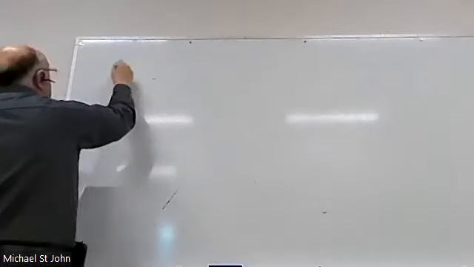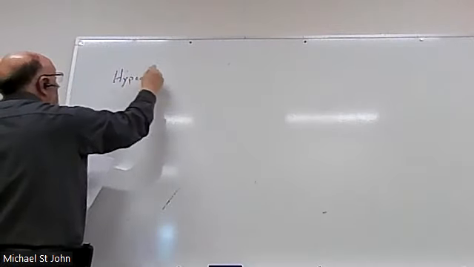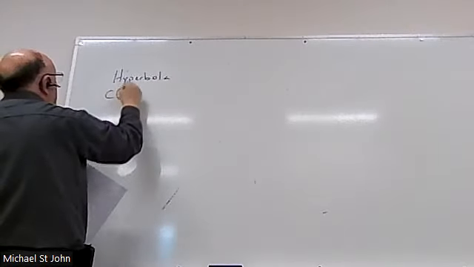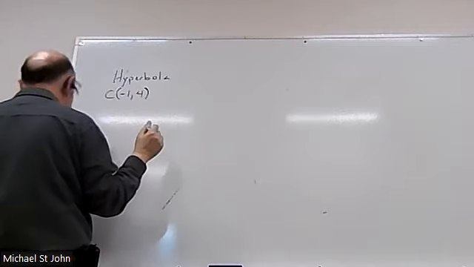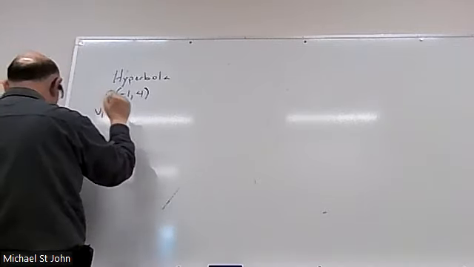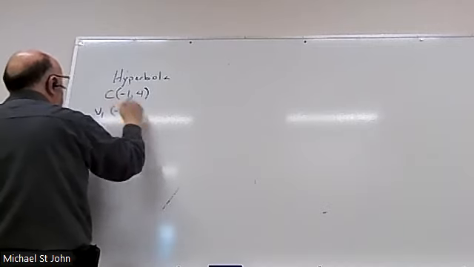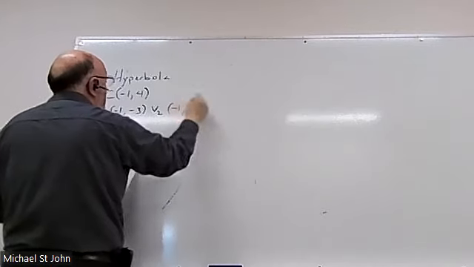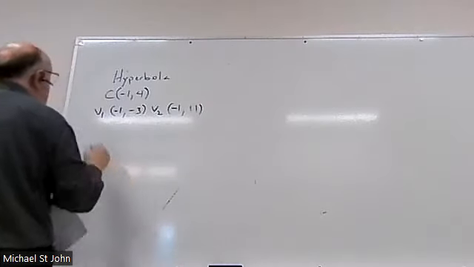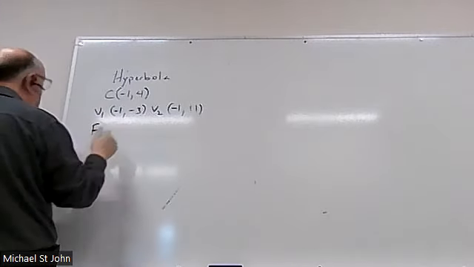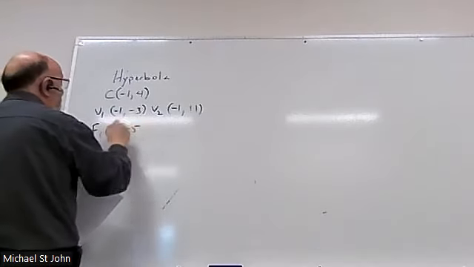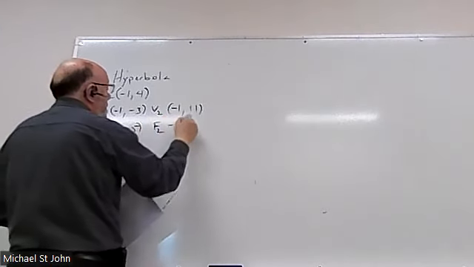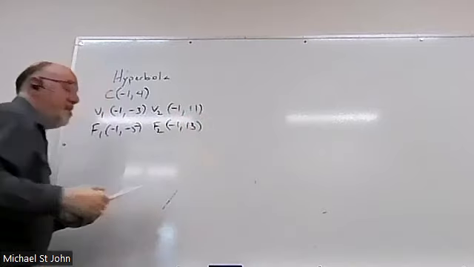And so this time they tell you it is a hyperbola. And the center is at -1, 4. And V1 is at -1, -3. And V2 is at -1, 11. And then the foci, F1, -1, -5. And then F2 is at -1, 13, right?